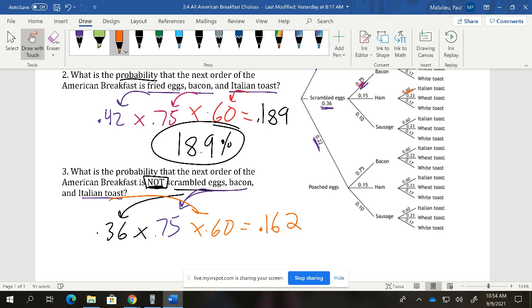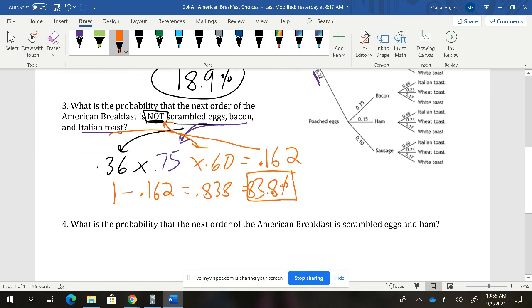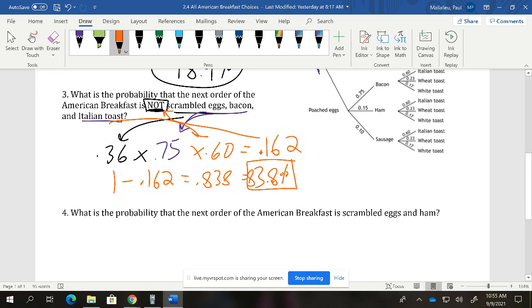Now, that's not our answer, so you've got to be careful, because it's asking what's the probability that that's not going to happen, meaning it's more likely the other way around. So what you do is you say, well, this is out of 100%, right? So you would take 1 minus 0.162, and we get 0.838, which means there's an 83.8% likelihood that that is not going to happen. So it's easier to say that something's not going to happen when there's a lot of possibilities.